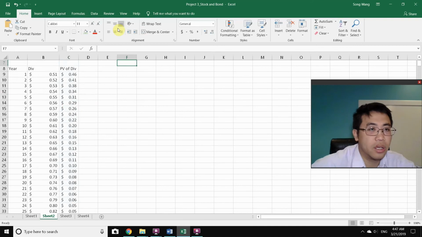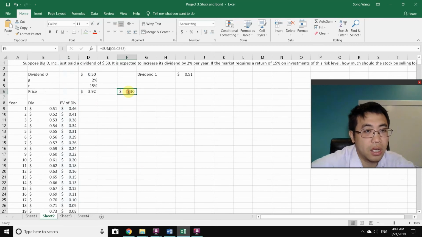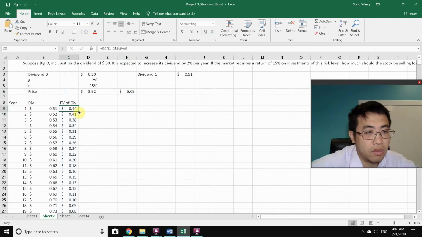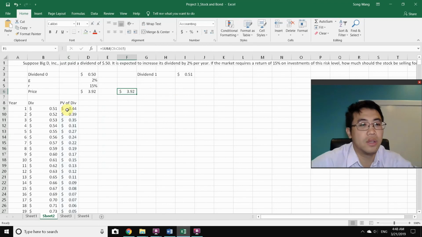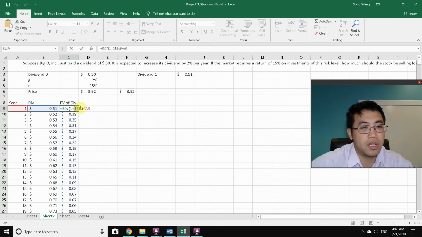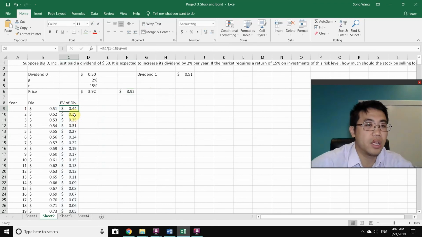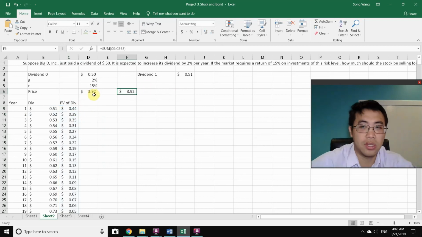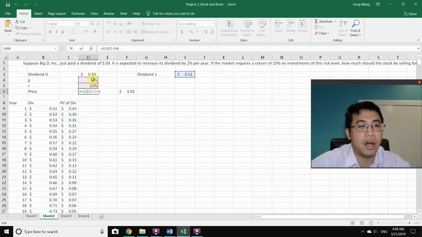And then the very last step is to add all the discounted dividends together, following the rules of asset valuation. As you can see, the discount rate here is 15%, so I need to apply 15% as the discount rate, and then add them up. This would give me 3.92, exactly the same result as the mathematical formula, which is dividend 1 divided by R minus G.